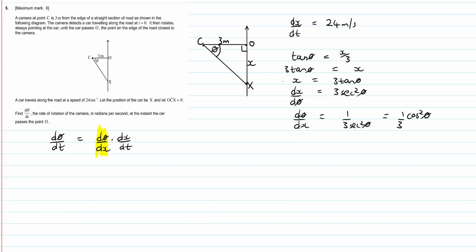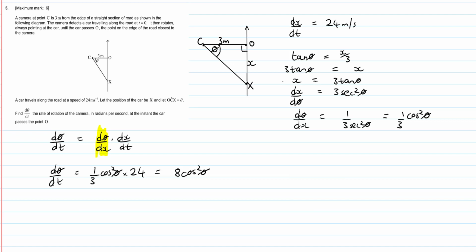We've got our expression for dx by dt. So now we can just plug everything in and we can find d theta by dt. So we know d theta by dt is equal to 1 over 3 cos squared theta times dx by dt, which is 24, and that is equal to 8 cos squared theta. So d theta by dt, which is the rate of rotation of the camera, we want it at the instant the car passes the point O.